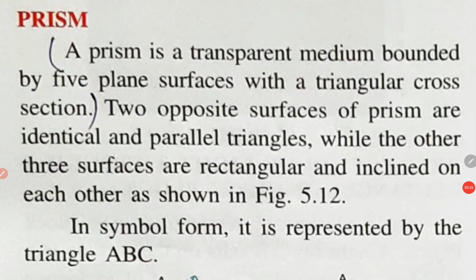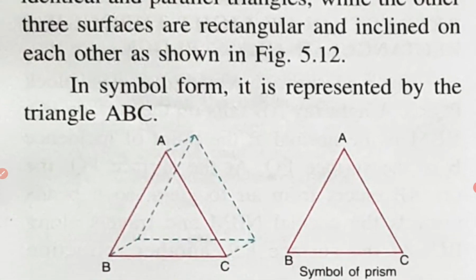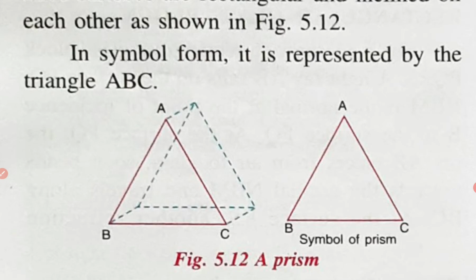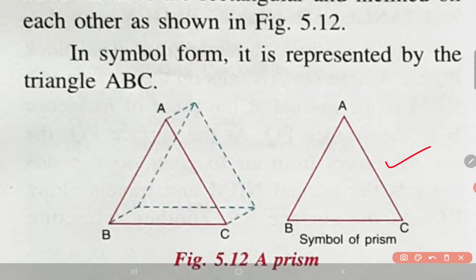So prism is a transparent medium. It can be made out of plastic, it can be made out of glass, or any transparent medium bounded by 5 plane surfaces with a triangular cross section. Two opposite surfaces of a prism are identical and parallel triangles, while the other 3 surfaces are rectangular and inclined on each other, as shown in figure number 5.12. In the symbol form, it is represented by a triangle ABC. So simply I can represent a prism with the help of a triangle ABC.